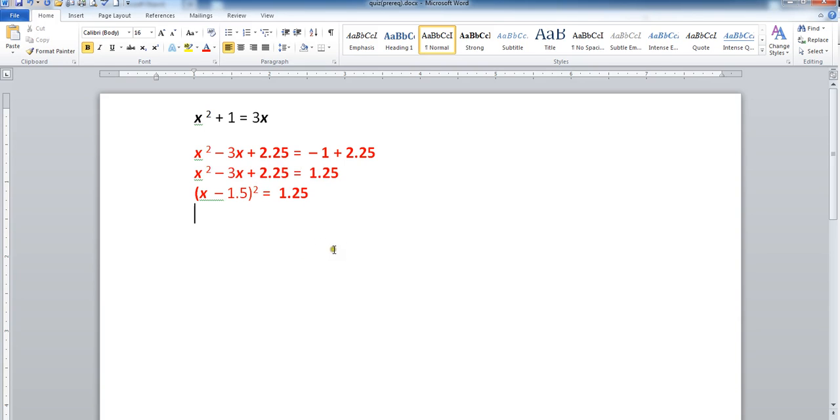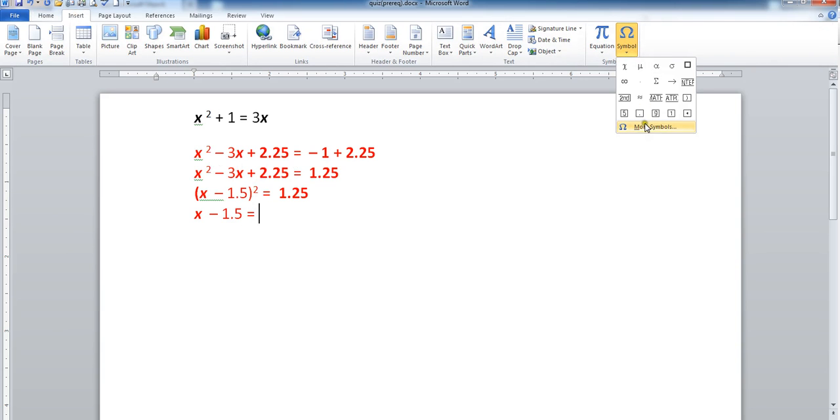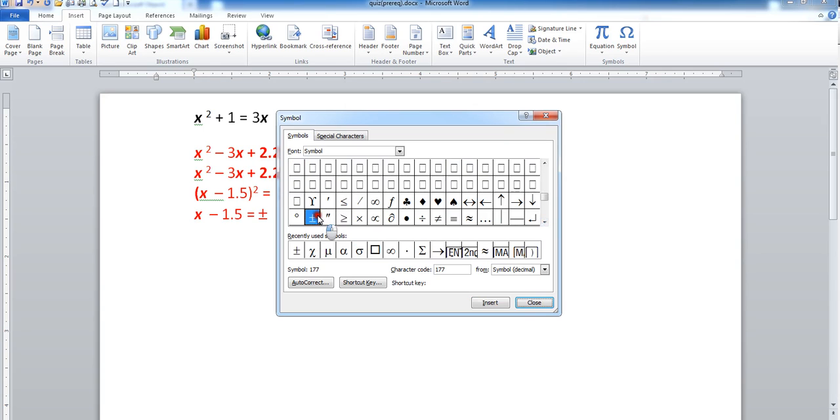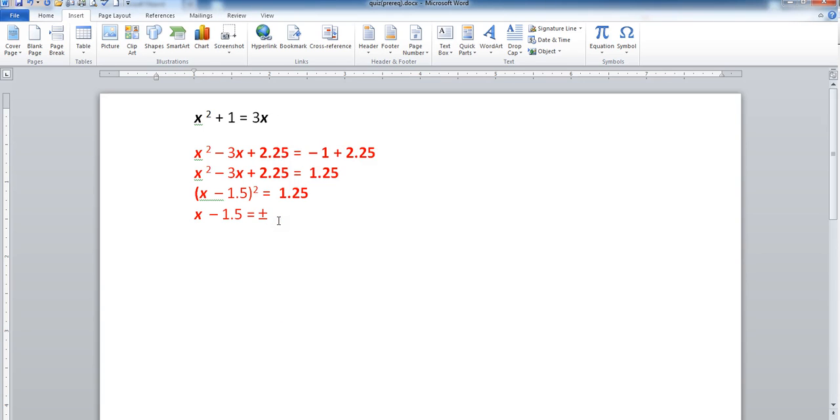Now, one thing left to do is take the square root of both sides. And when you do that, you're going to end up with x minus 1.5 on this side equals, and I'm going to insert the plus or minus symbol. Where is that? I think it's under the symbol menu. Let me find it real quick. Yep, there it is. Plus or minus. Now this is going to look a little weird. I'm going to type an equation, radical 1.25. Oops, I did that wrong. Maybe this has to be a forward slash. It's been a while since I used these.